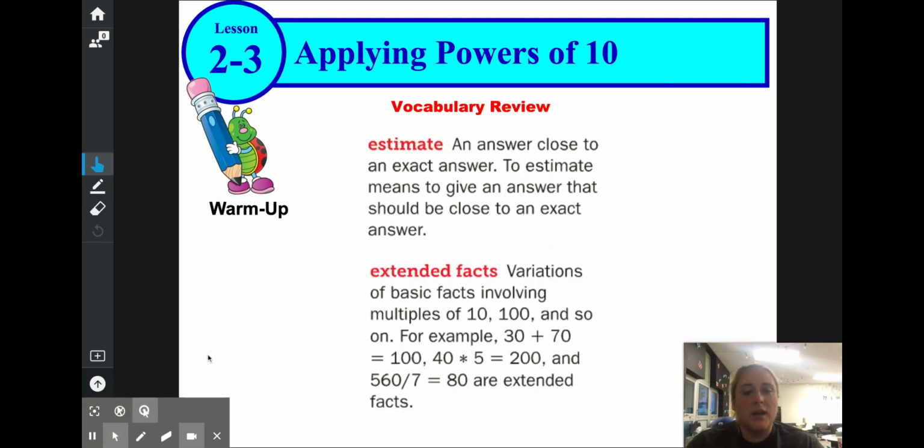So we also have a couple vocabulary terms that we want to review. The first one is estimate. Remember, to estimate is to get an answer that is close to an exact answer. To estimate means that you give us an answer that should be close to that exact answer.